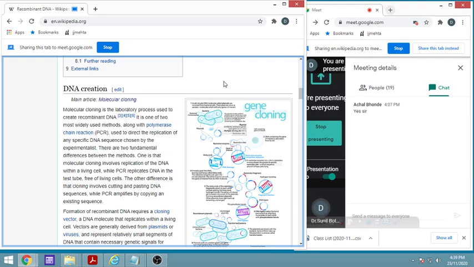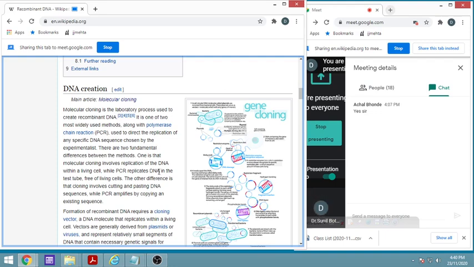It is used to direct replication of any specific DNA sequence chosen by the experimentalist. If the experimentalist wants AG, AG, AG, they can put that in and insert it, and now a new DNA which was not existing in that particular species, having only AG, AG, will be inserted. This is how the experimentalist can make it.